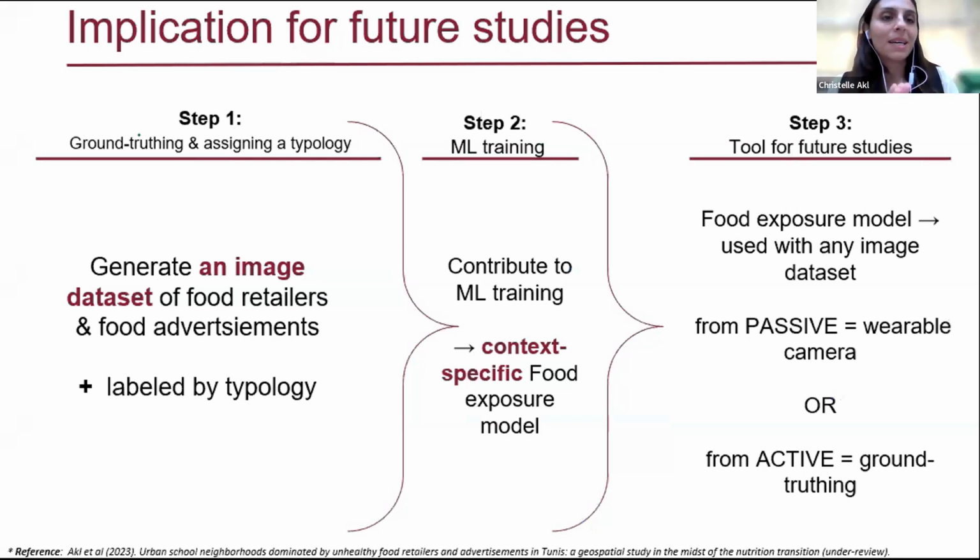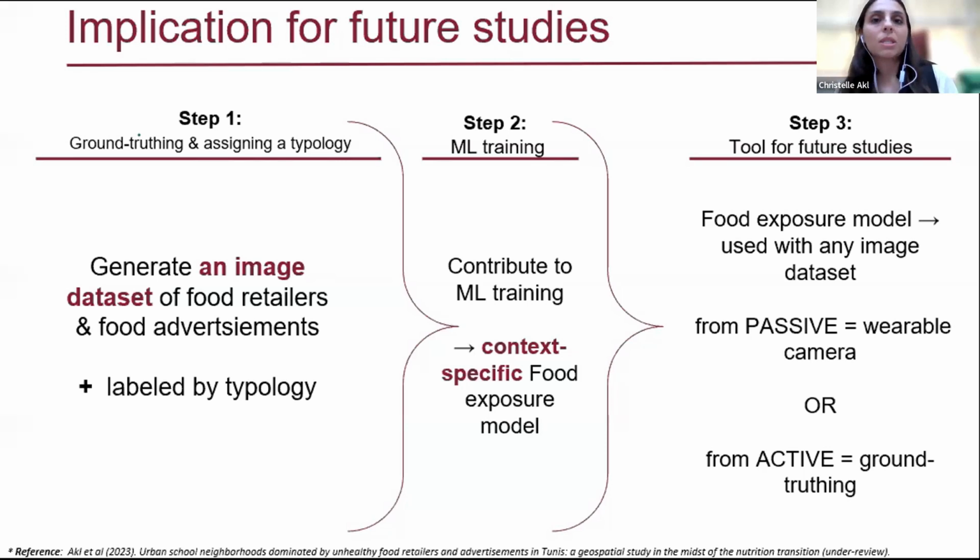So just to summarize this component and think about implications for future studies. The first step, we conducted the ground truthing to generate an image data set of food retailers and food advertisement that reflect the local context. Plus, we labeled these images by typology. Then we used this data set as a training data set for the machine learning model to build a food exposure model that was context specific to Tunisia in this case, because it included images that were specific to the local Tunisian foodscape.